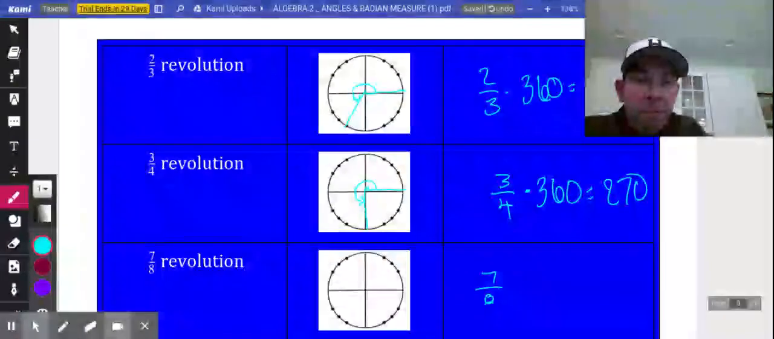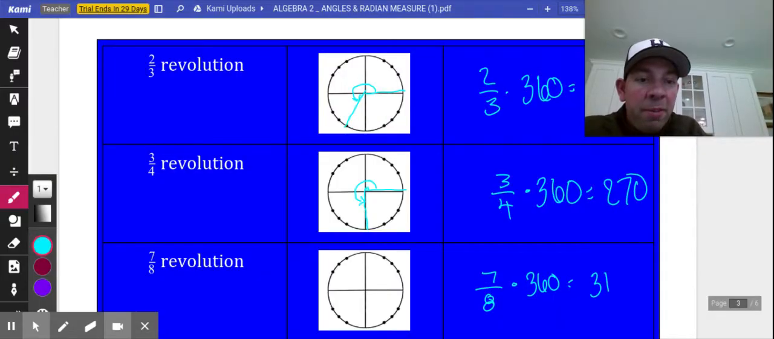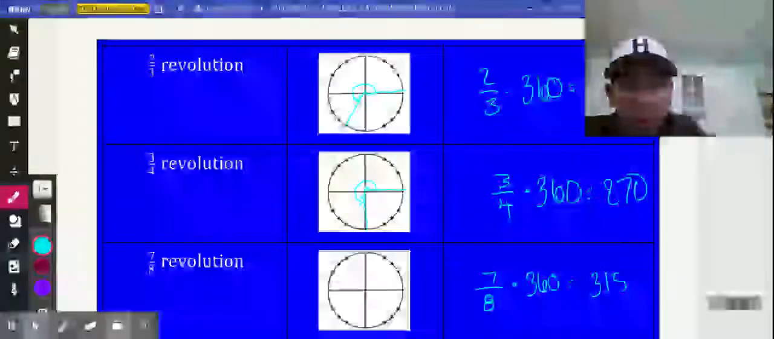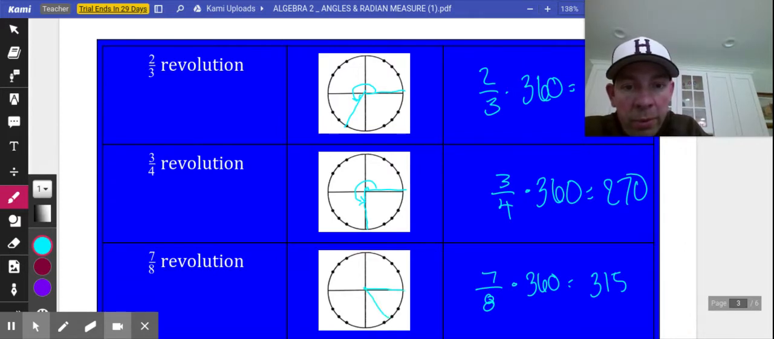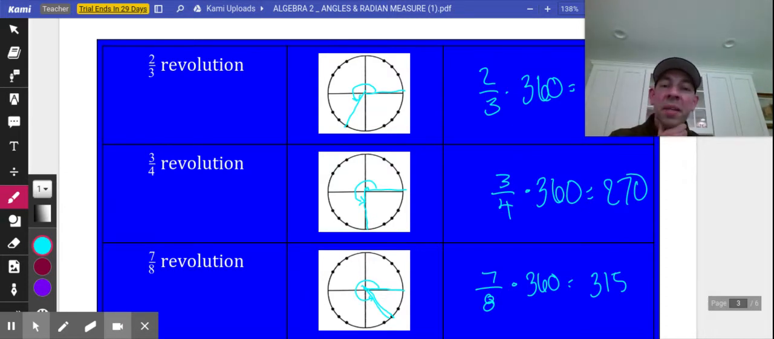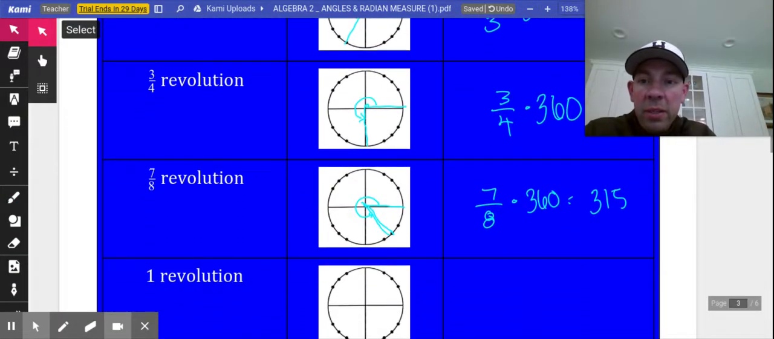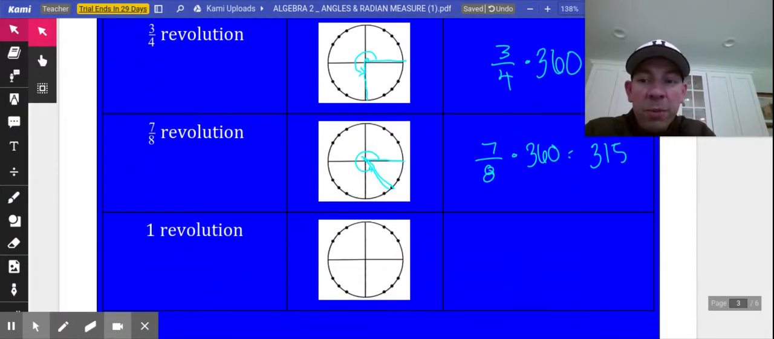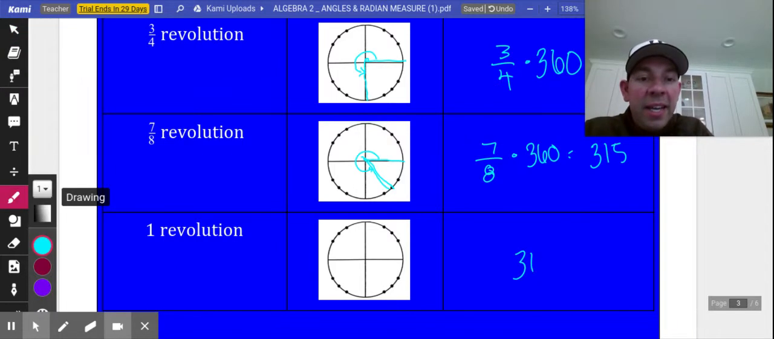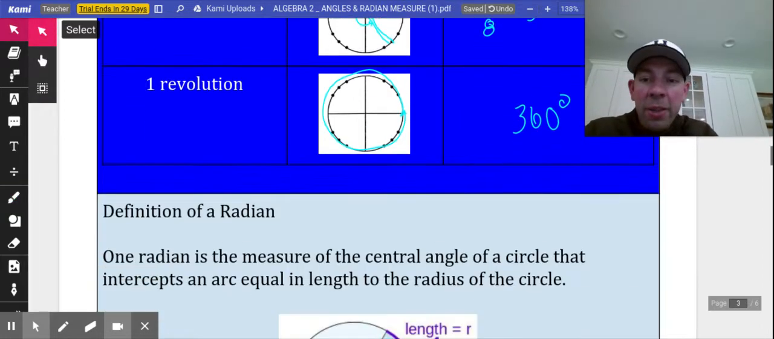7/8. How about that for a funny one? 7/8 of a revolution is going to make 315, I believe. So that's going to put you right. Whoops, I missed the mark right there. So this would be certainly bigger than 3/4, but not quite a full revolution. And then, of course, 1 revolution would be 360, and that is the definition of going all the way around the horn. All right, so we got that out of the way.